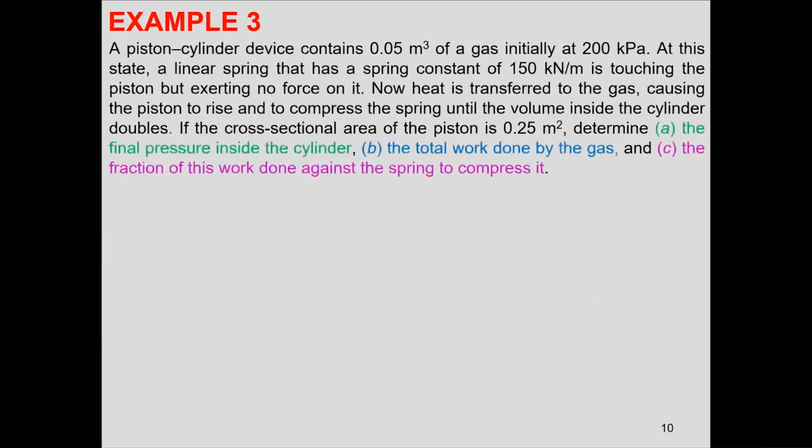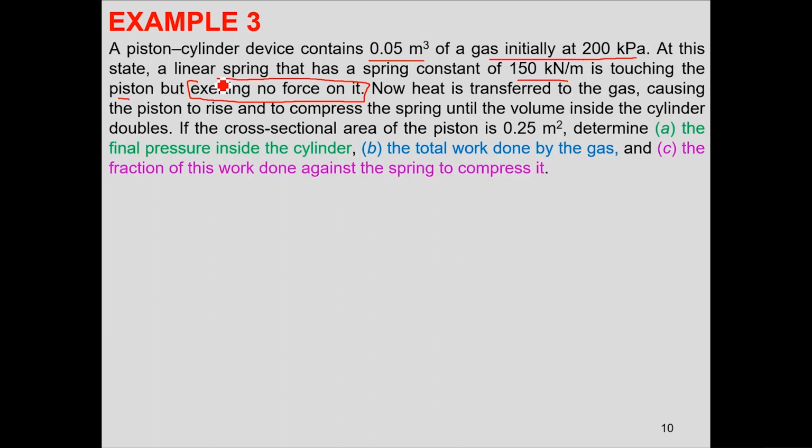All right. Now, let's move on to a little more difficult example. It's a relatively difficult example. Let's have a look at the statement first. It says that you have a piston cylinder device which contains 0.05 meter cube of a gas initially at 200 kilopascal. At this state, a linear spring that has a spring constant of 150 kilonewton per meter is touching the piston but exerting no force on it.